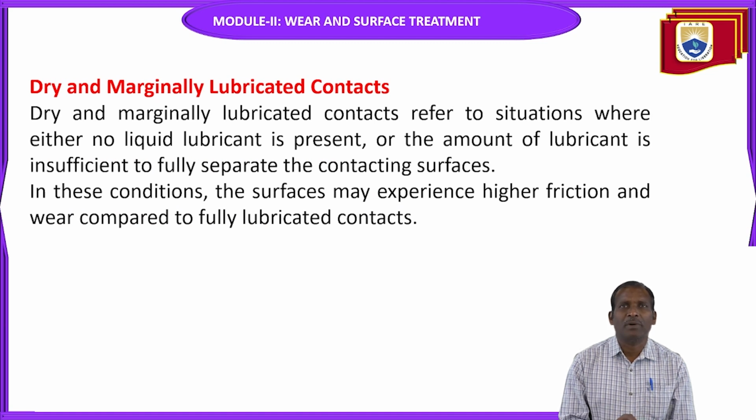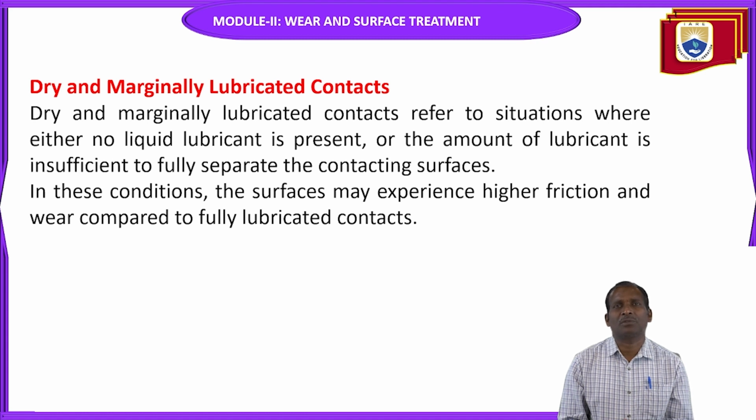Next, dry and marginally lubricated contacts. Dry and marginally lubricated contacts refer to situations where either no liquid lubricant is present or the amount of lubricant is insufficient to fully separate the contacting surfaces. In these conditions, the surfaces may experience high friction and wear compared to fully lubricated contacts. So this type of contact happens in dry and marginally lubricated systems.